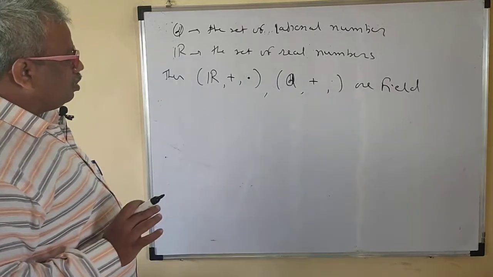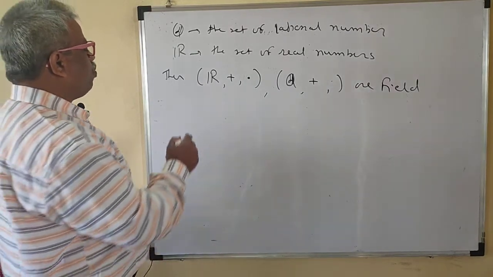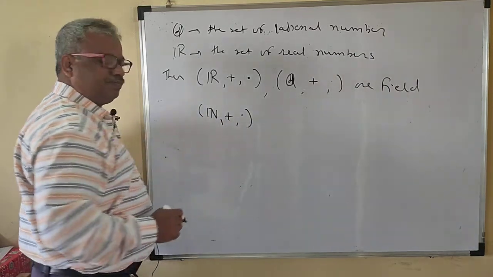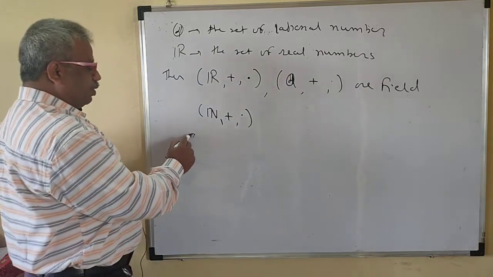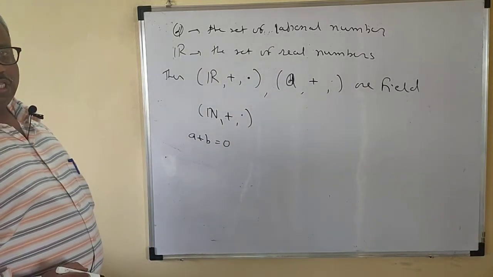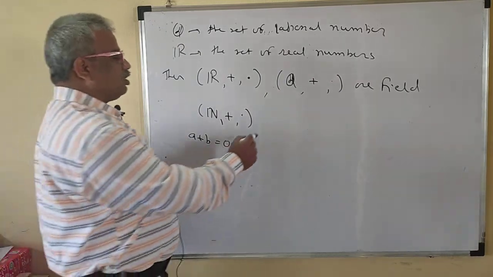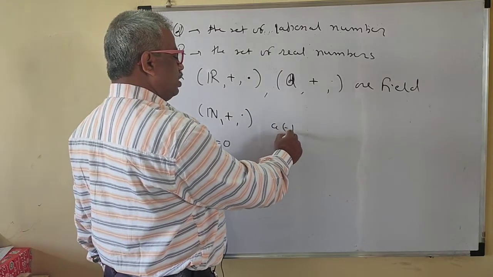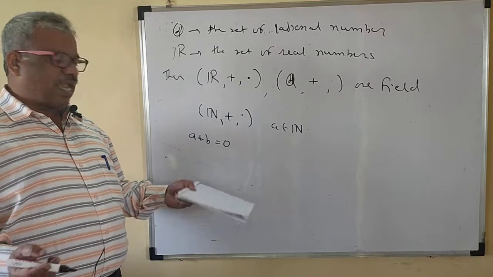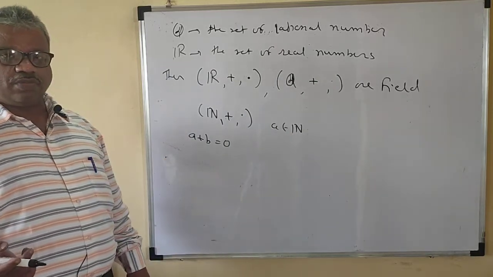So what about the natural numbers? Whether this holds for natural numbers, which property fails here? Now see here, the property A plus B equals 0 fails, because 0 is not a natural number. Actually 0, the additive identity, does not exist here, because it does not belong to the natural numbers. So that means natural numbers are not a field.